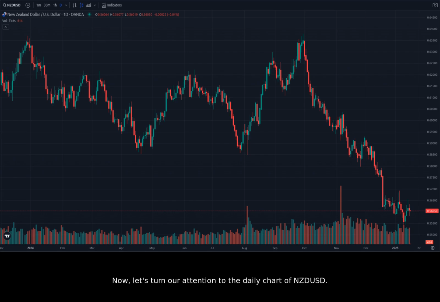Now, let's turn our attention to the daily chart of NZDUSD. We can observe a clear downward trend in the past few weeks. However, there are certain points of support and resistance worth noting. A significant support level appears around 0.585, where the price found a bottom before recovering.